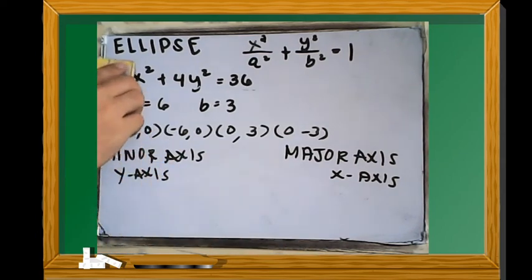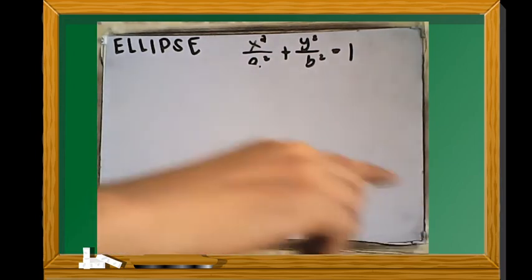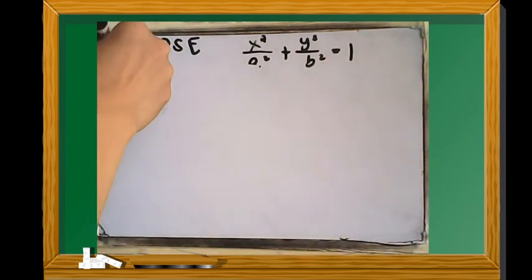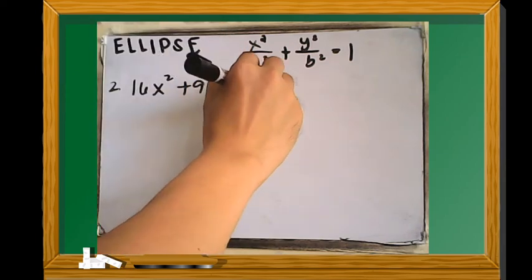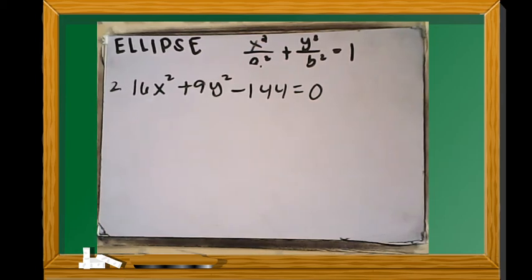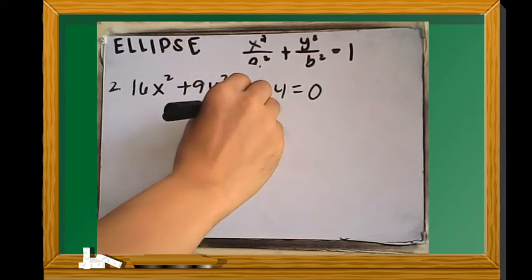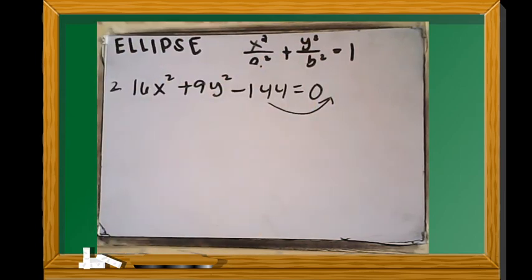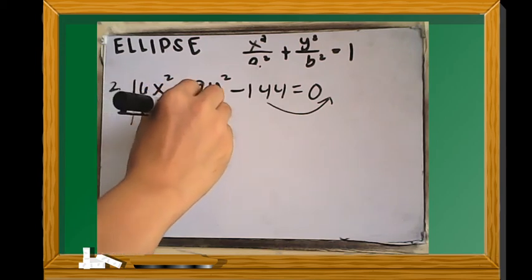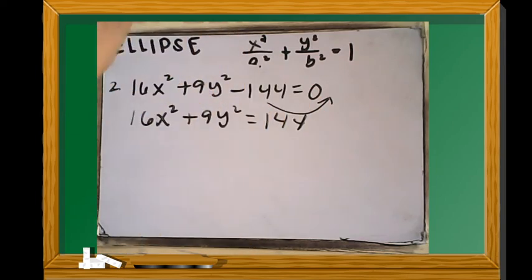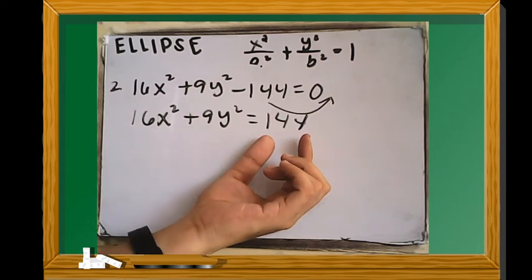So, that is the first example. Another example, 16x squared plus 9y squared minus 144. First, we will transpose this to the right hand side, or the correct method is the addition property of equality. By APE, we will remove negative 144 and move it to the right hand side to become positive 144. So it will become 16x squared plus 9y squared equals 144. Again, we need the right hand side to become 1.